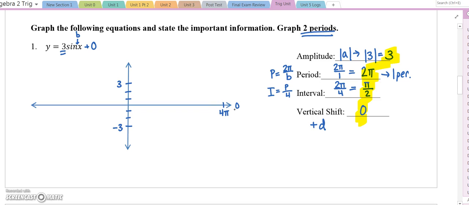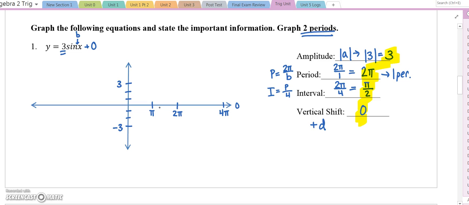Now we can't just start at 0 and go all the way to 4 pi. We wouldn't know what's going on in between, right? So we're going to cut this in half, and try and be accurate if you can. And 4 pi cut in half is 2 pi. Still not quite enough. So I'm going to cut it in half again. There's pi. Still not enough.